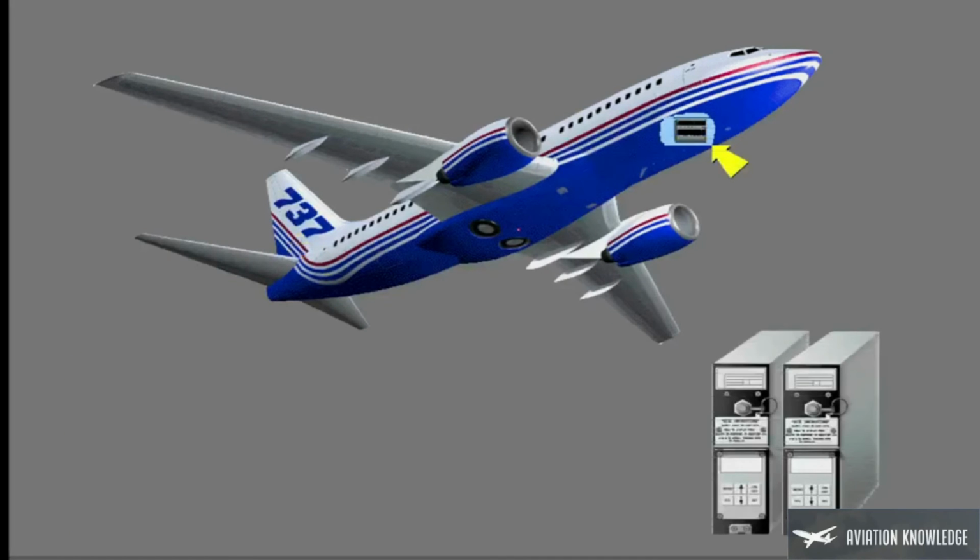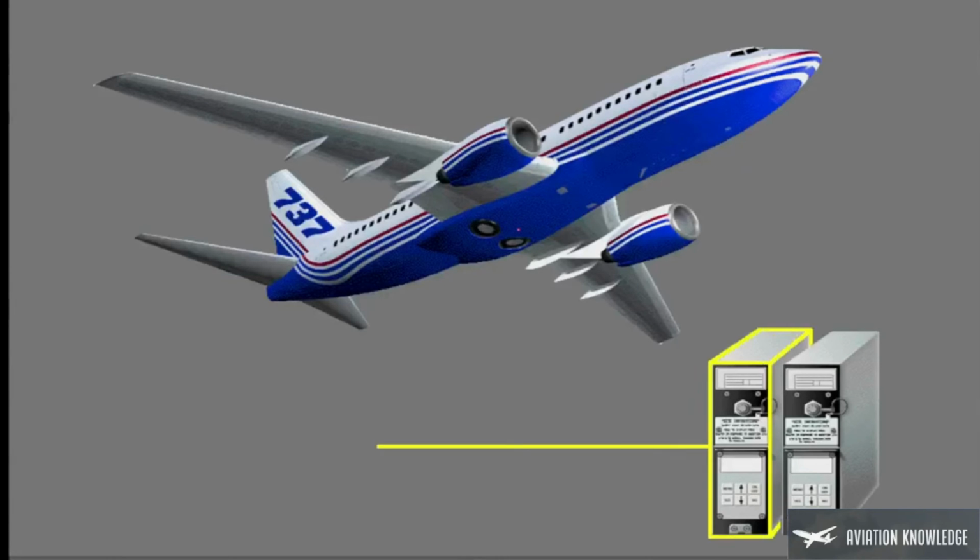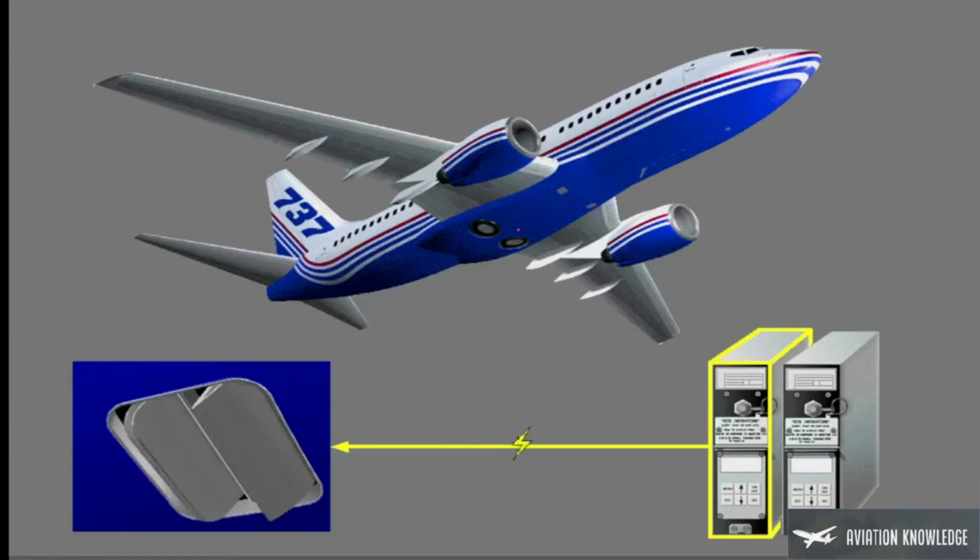The system also has two digital cabin pressure controllers in the forward equipment and electronics or E&E bay. The pressure controllers use the outflow valve to control the cabin altitude. One controller operates the pressurization system and the other controller is a backup.